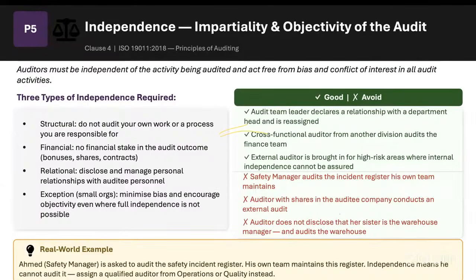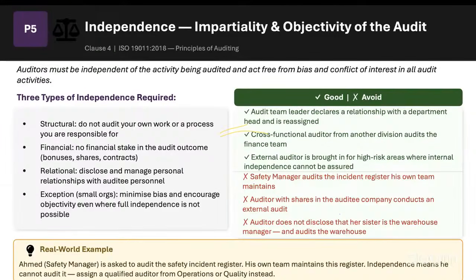For exceptions, small organizations should minimize bias and encourage objectivity, even where full independence is not possible. There are some organizations where full independence might not be possible, but as an auditor, maintain objectivity, encourage it, maintain full independence.